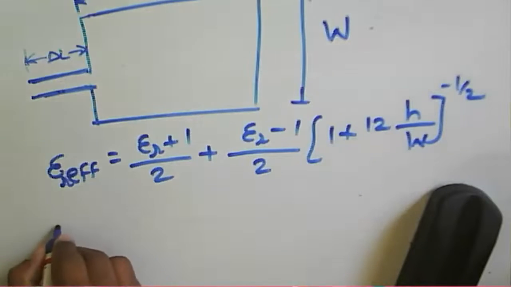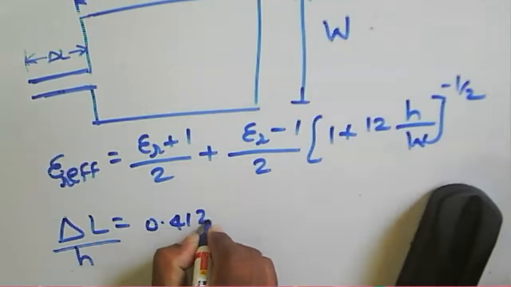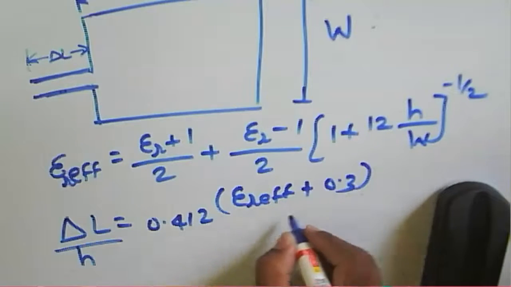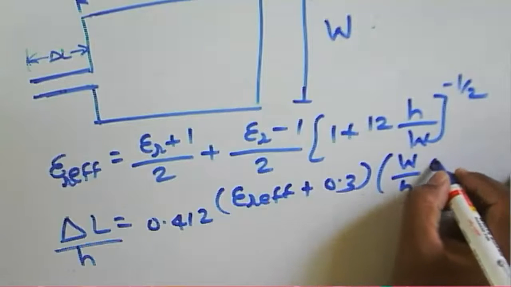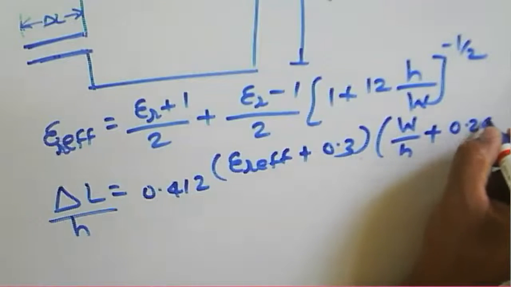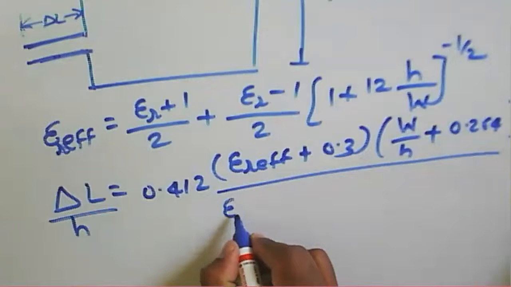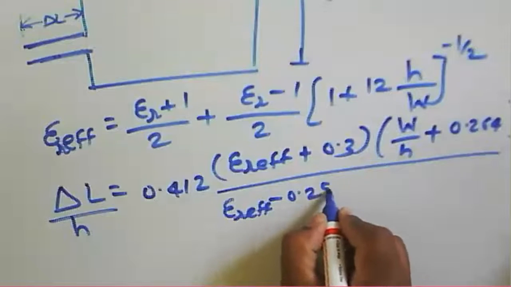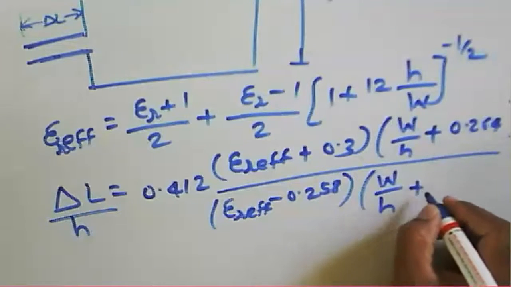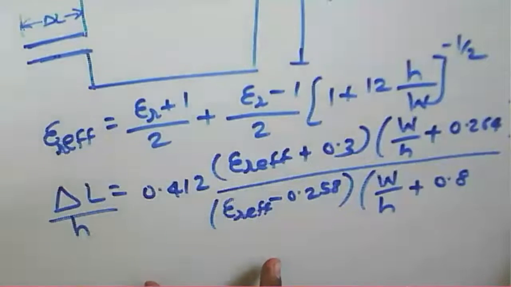So how do we calculate delta L? Delta L by H, the ratio, is equal to 0.412 times epsilon effective plus 0.3, times W by H plus 0.264, divided by epsilon effective minus 0.258, times W by H plus 0.8. This is delta L by H. So these are the equations we require.